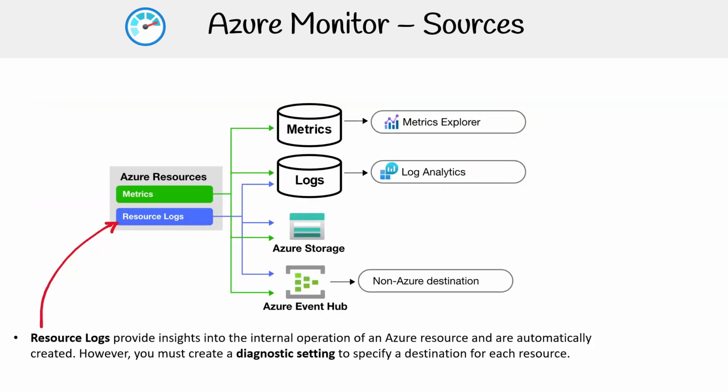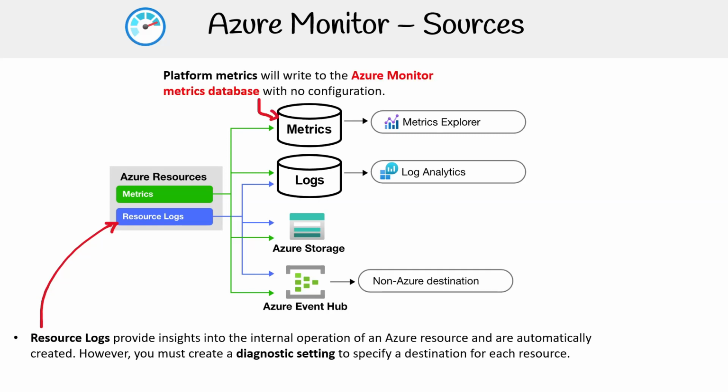Resource logs provide insights into the internal operation of an Azure resource and are automatically created. However, you must create a diagnostic setting to specify a destination for each resource. Platform metrics will write to the Azure Monitor metrics database with no configuration. You can access platform metrics from Metrics Explorer.